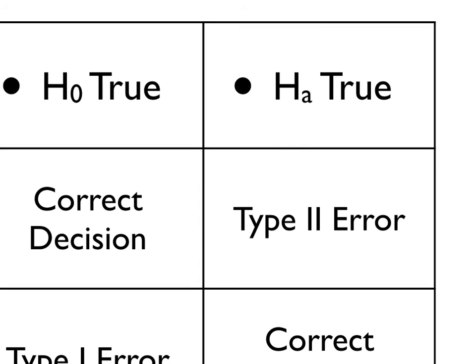This is why you do a thing called replication. You do experiments more than once. Now, what if HA is true? In fact, there is a difference, and we don't catch it.